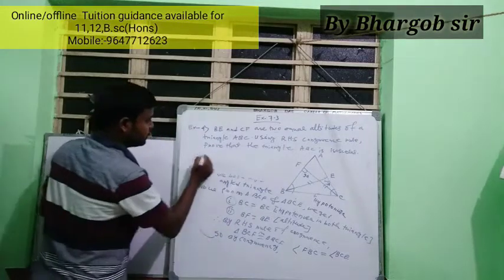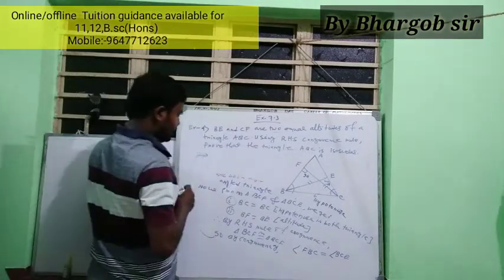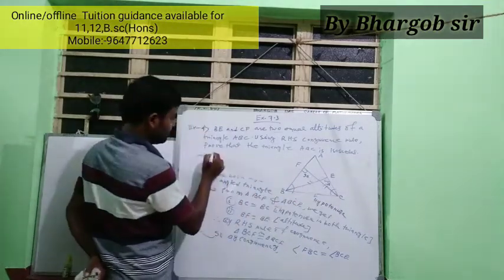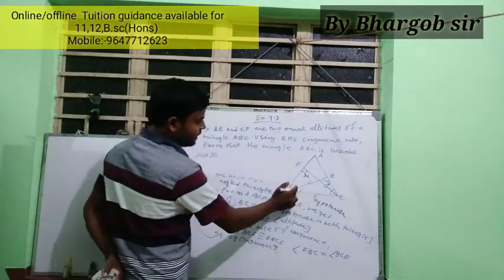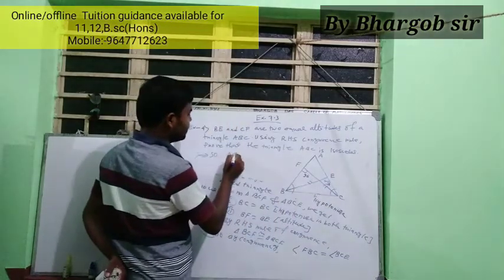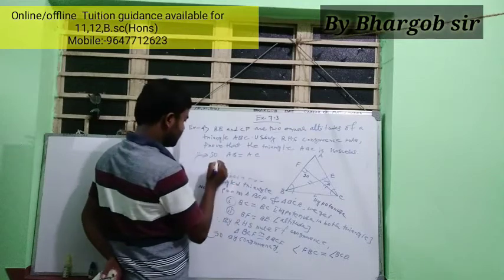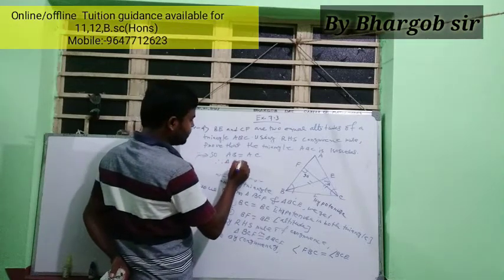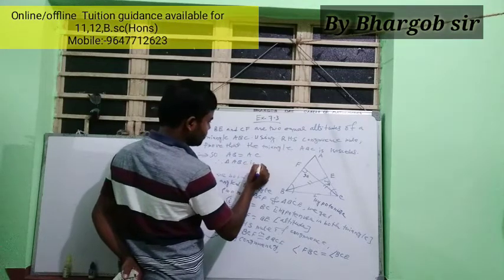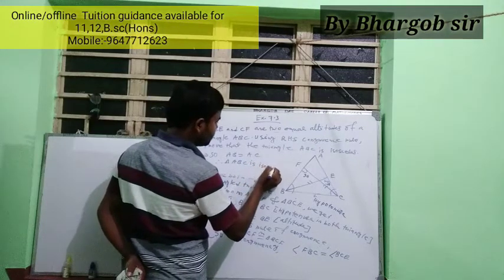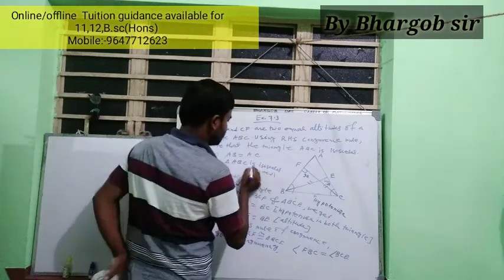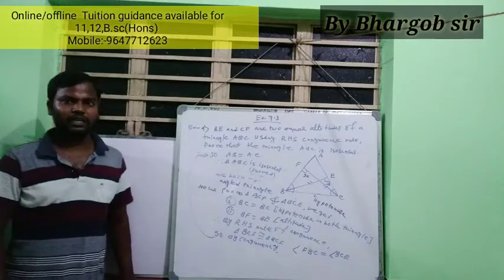I am writing above, omitting the writing things. So if this angle and this angle are the same, then AB equal to AC. So AB equal to AC. Therefore, triangle ABC is isosceles, proved. This is the total proof of the math.